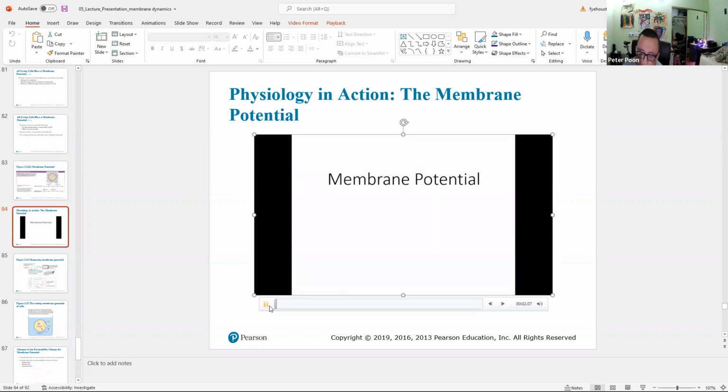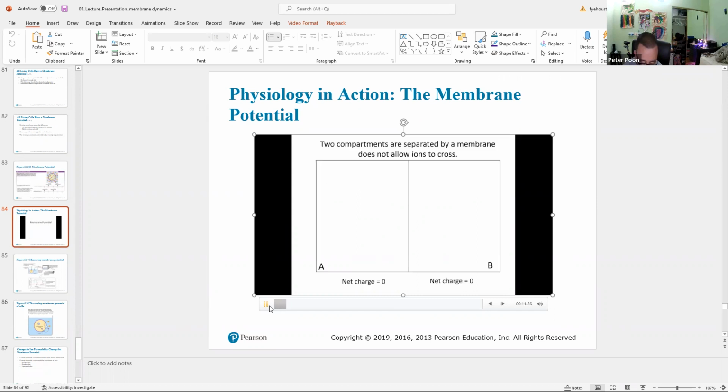In this video, we will look at how cells develop the electrical disequilibrium known as the resting membrane potential difference, or membrane potential for short. The system we will use for this demonstration consists of two compartments separated by a semi-permeable membrane that does not allow ions to cross. In compartment A, we place a solution of sodium chloride ions. In compartment B, we place an equal concentration of potassium and protein anions.